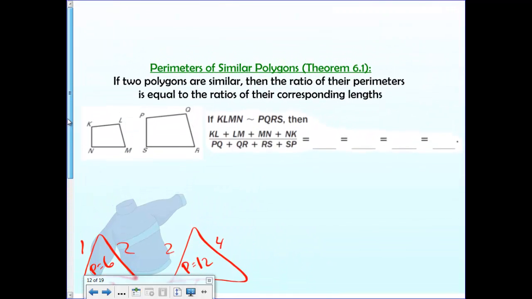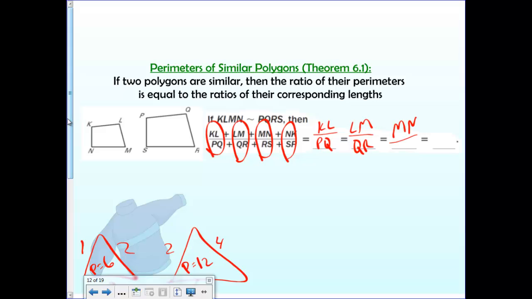Here's how we fill in our notes now. What does the perimeters of similar polygons theorem say? It says if two polygons are similar, then the ratio of their perimeters is equal to the ratio of their corresponding lengths. If I find the perimeter by adding up all the sides, each of those are going to be equal to the ratio of the sides. So we have KL to PQ is equal to LM to QR, which is equal to MN to RS, which is equal to NK to SP.